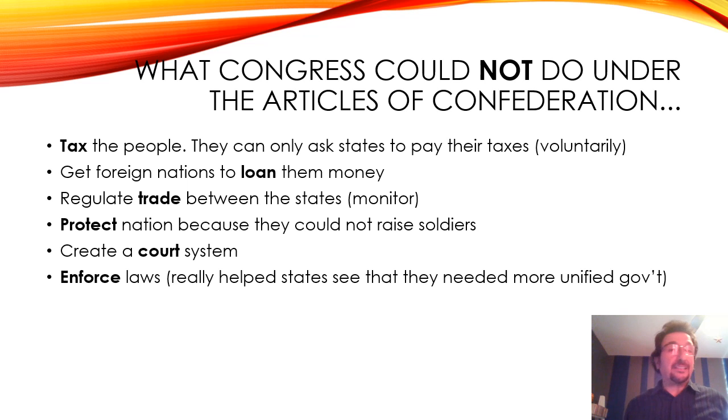Okay, thanks anyway. Number 2, no foreign nations would loan them money. No one can make you loan money, but no one would do it because they're all like, you're too young, and we don't know if you're going to be around too long, and we'll never get the money back, so forget it. Now, 3rd thing, they could not regulate trade between the states.